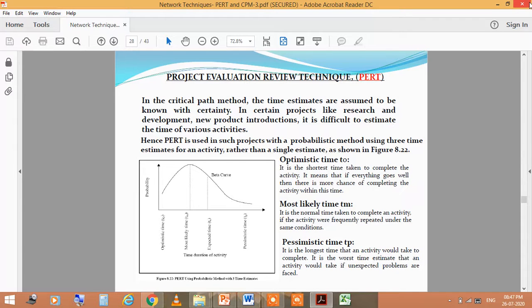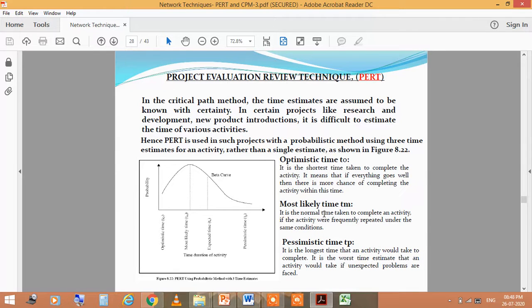In the critical path method, the time estimates are assumed to be known with certainty. In certain projects like research and development and new product introduction, it is difficult to estimate the time of various activities. Hence PERT is used in such projects, with a probabilistic method using three time estimates for an activity rather than a single estimate, as shown in the figure. You see in this figure, this is the PERT using a probabilistic method.